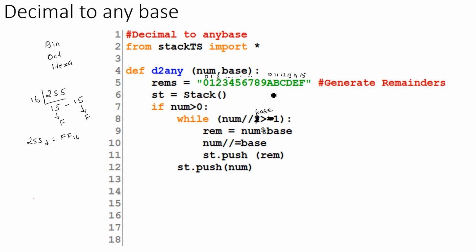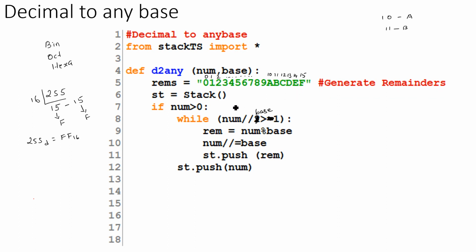Now, the remainders are kept in such a way that the corresponding index number will give the hexadecimal representation. For example, you know that decimal number 10 is represented as A in hexadecimal. Similarly, 11 is represented as B in hexadecimal. Similarly, if the index value is 15, it will give the value F. Okay. So that's the basic concept over here.